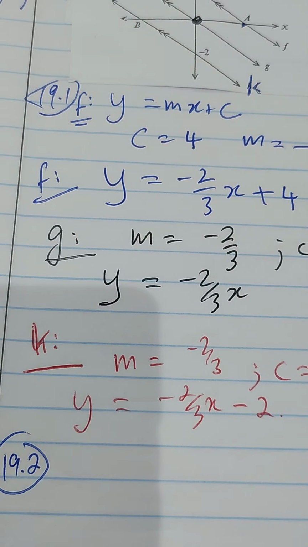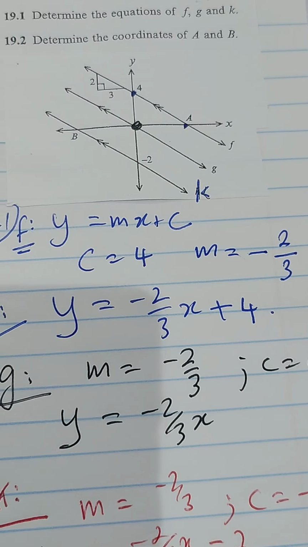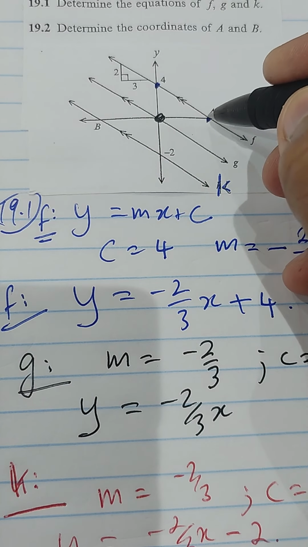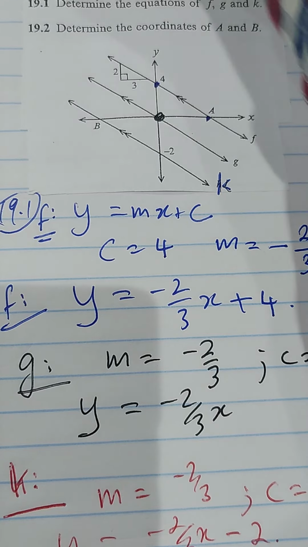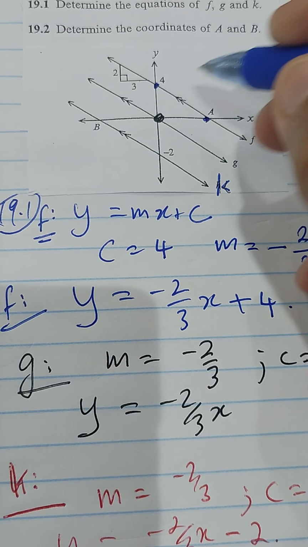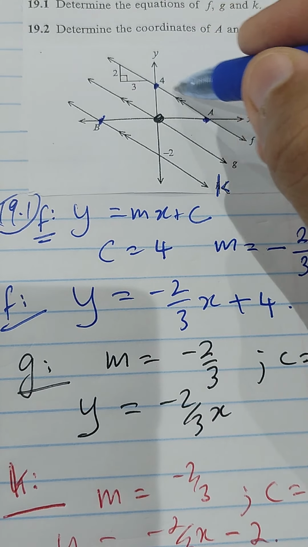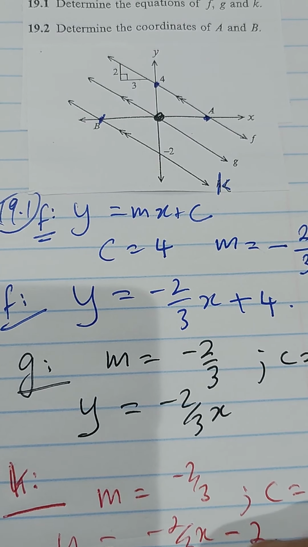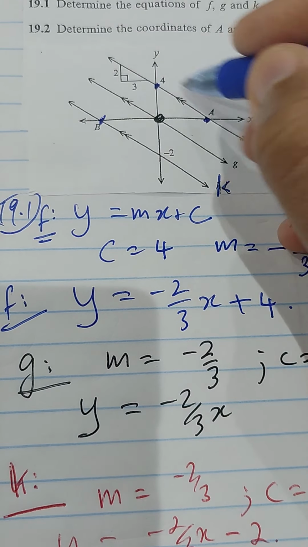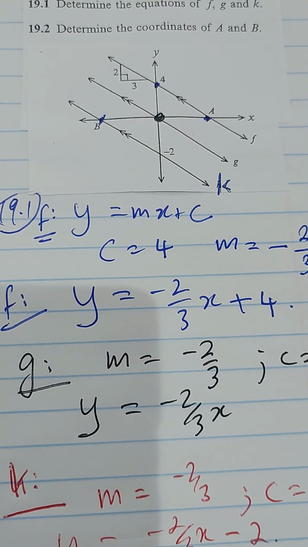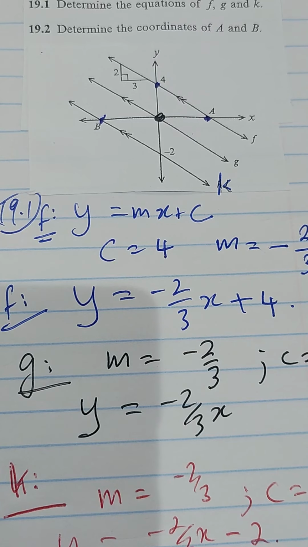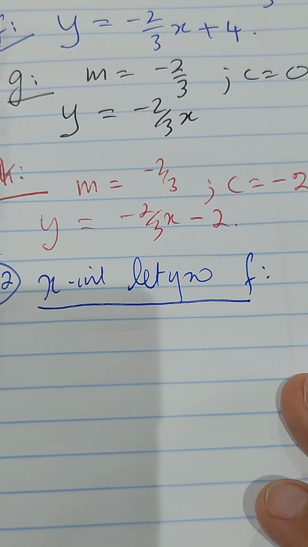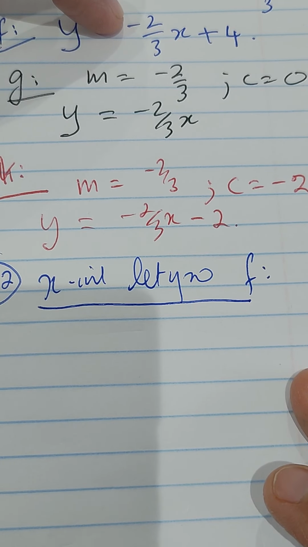Sorry about that. So in 19.2, the question was to determine the coordinates of A and B. As you can see, A is your x-intercept. X-intercept, let y equal to 0, and it's on the graph of f. So I can only use f. And f's equation is defined as negative 2 over 3 x plus 4.